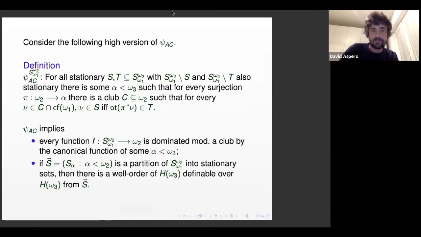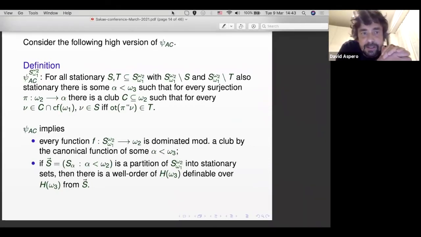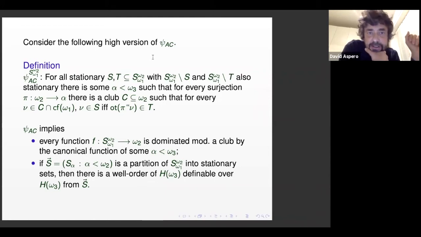Now, consider the following version of psi-AC, relativized to S omega 2, omega 1. So that's the ordinals of omega 2 of cofinality omega 1. And it says that if you have stationary sets S and T in this set, and their complements relative to S omega 1 and omega 2 omega 1 are still stationary, then you have the same conclusion one cardinal up, right?